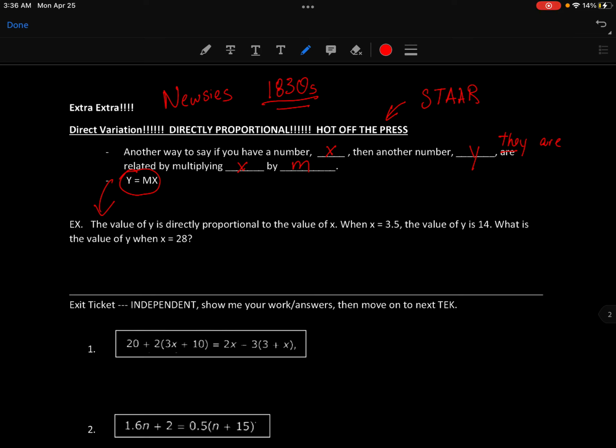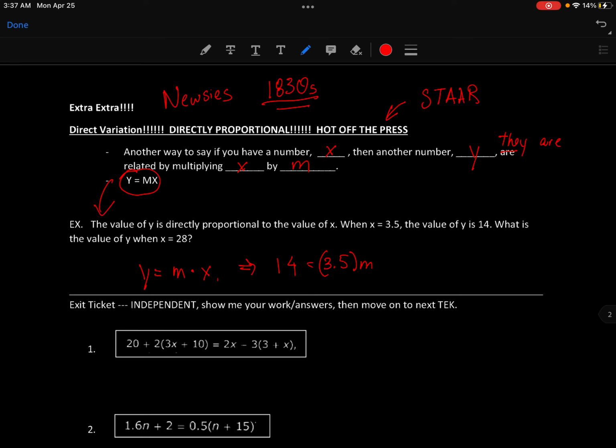The value of y is directly proportional to the value of x. That means y is equal to a number m times x. When x is 3.5, the value of y is 14. That means when x is 3.5, the value of y is 14. What is the value of y when x is equal to 28?